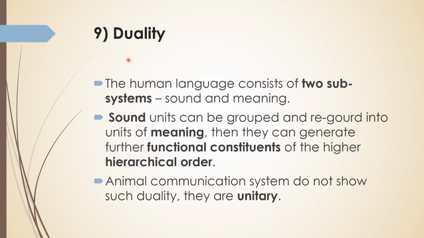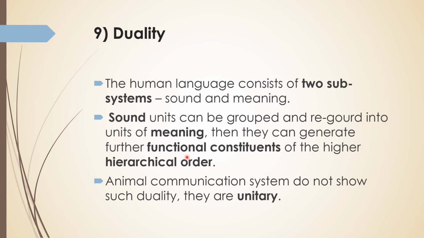Duality, yes, like a two-sided coin, language has dual functions. That's why it is very different from animal communication systems. It consists of two subsystems, and those are sound and meaning. These two subsystems together produce meaningful sound phrases. Sound units can be grouped and regrouped into units of meaning, and they can generate further functional constituents of a higher hierarchical order.